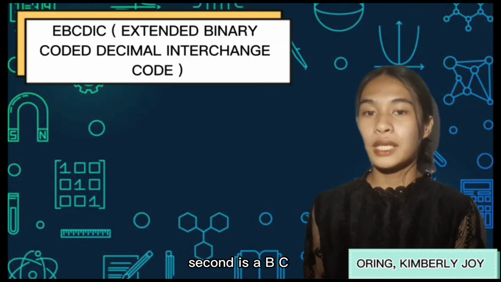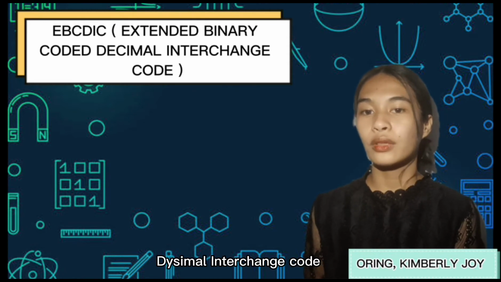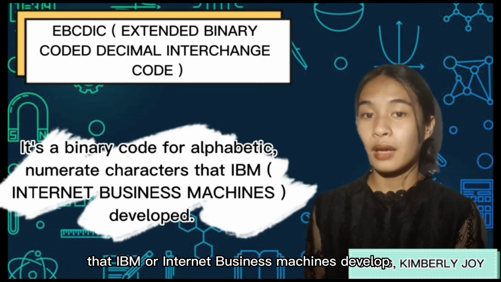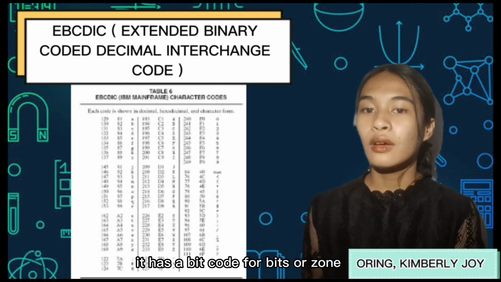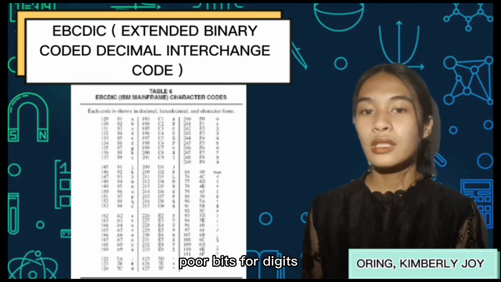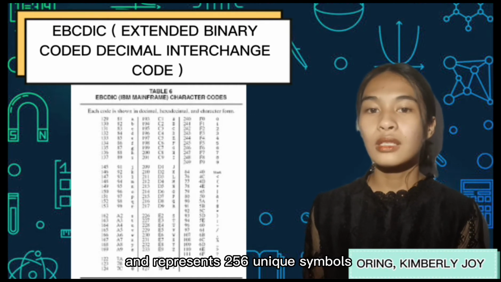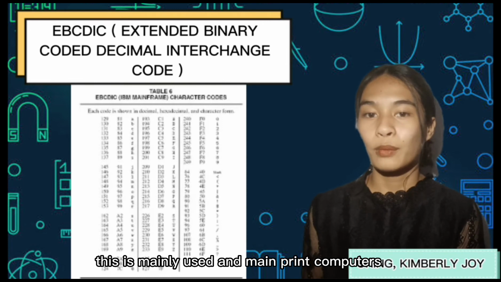Second is EBCDIC, or Extended Binary Coded Decimal Interchange Code. It is a binary code for alphabetic and numeric characters that IBM, or International Business Machines, developed. It has an 8-bit code, 4 bits for zone and 4 bits for digits, and allows 256 combinations and represents 256 unique symbols. This is mainly used in mainframe computers.